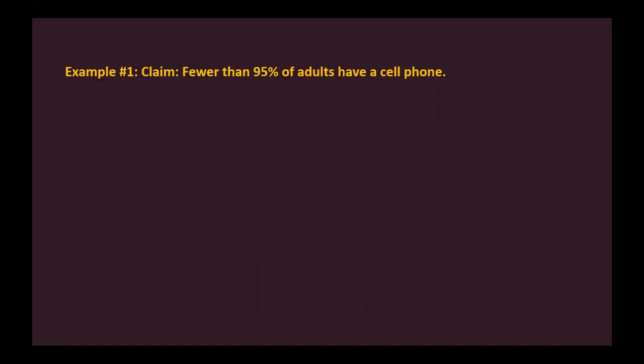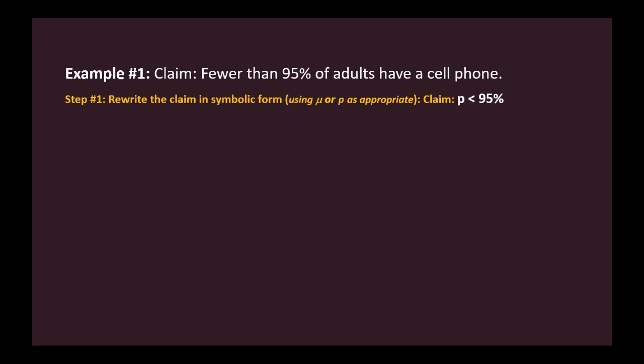So in our first example, we're going to start with the claim that fewer than 95% of adults have a cell phone. Whether or not you have a cell phone, that's a categorical variable, so we're going to be using proportions. So our population proportion, fewer than 95%, means that P would be less than 95%. So that's our claim translated into symbolic form.